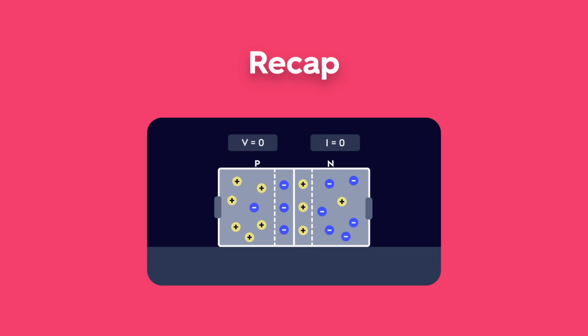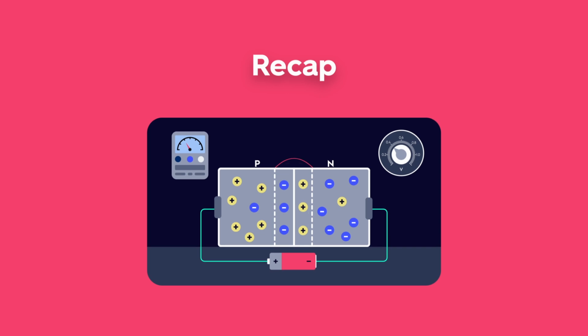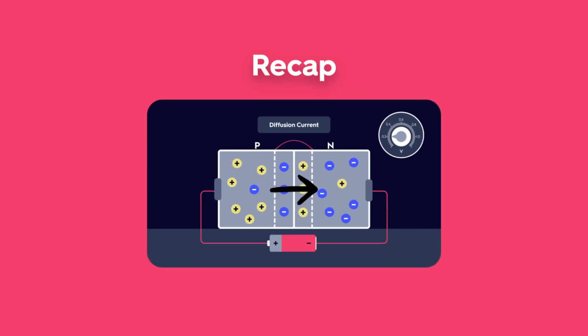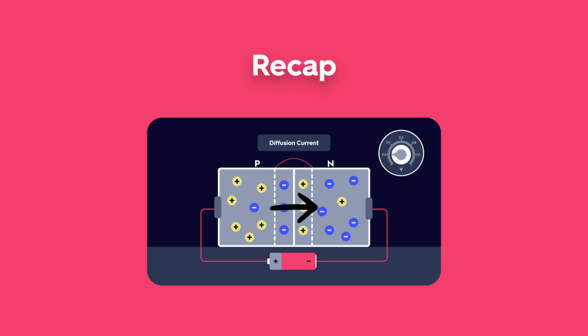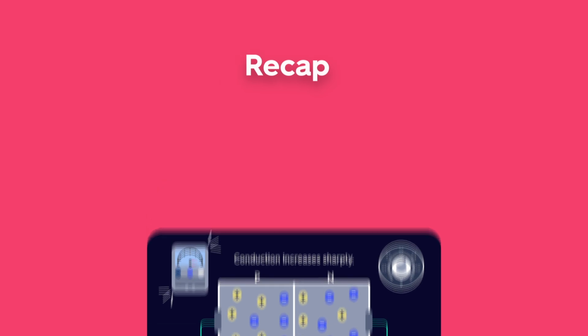Let's close the loop and recap. At equilibrium, diffusion and drift currents cancel. Forward bias lowers the barrier and narrows the depletion region. Diffusion rises non-linearly and dominates, so net current flows from P to N, and the diode conducts strongly.